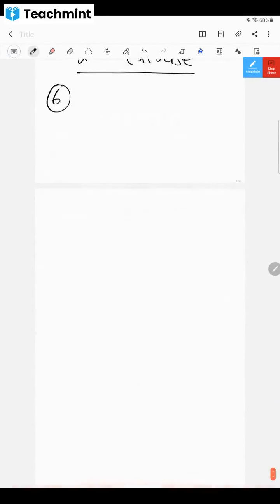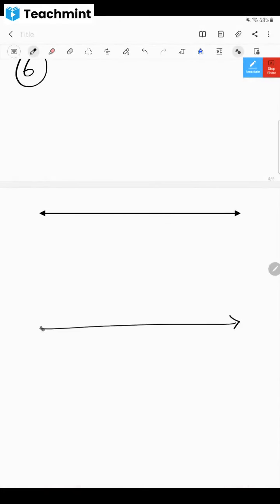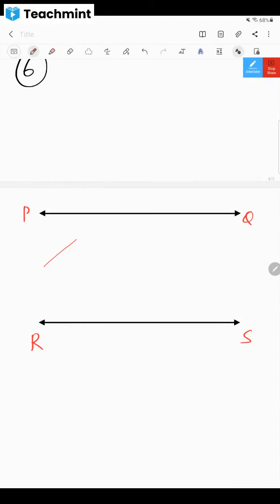So this is the mirror, dear children. I have got one mirror here, and another mirror here. They have been named PQ and RS. This is the PQ mirror and this is the RS mirror. And on this, there is one ray of light falling like this. After that, it got reflected here. Again, after that, it went like this. Clear?